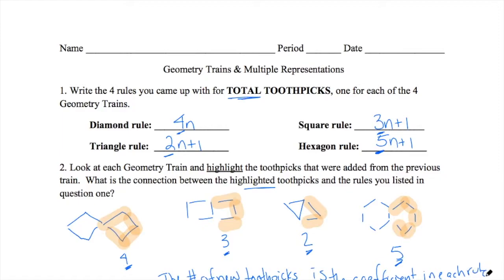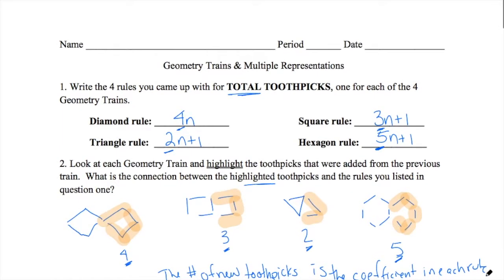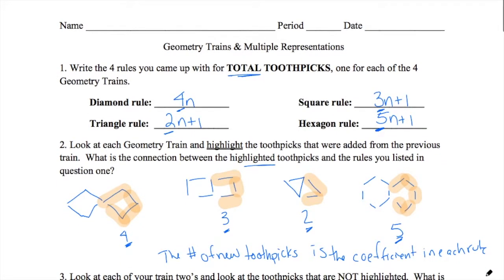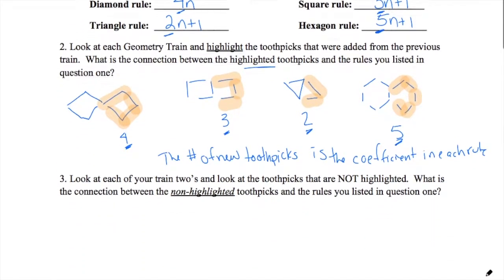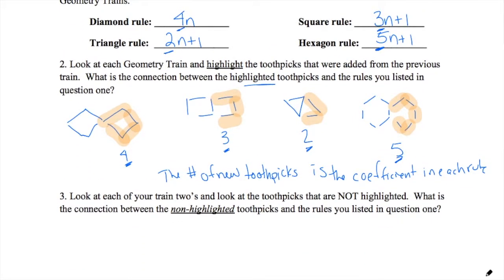So that might have been a little bit tricky if you were unclear about what it was saying, but hopefully you could make that connection. It's an important distinction that the new ones, the ones we're adding each time, turn out to be the coefficient. Okay, so what about the non-highlighted ones? If you look at each of your train 2s and look at the toothpicks that are not highlighted, what is the connection between the non-highlighted toothpicks and the rules that you listed in question 1?